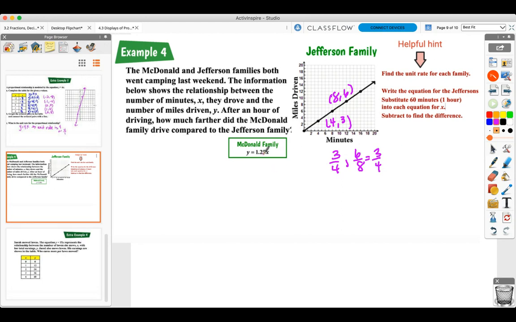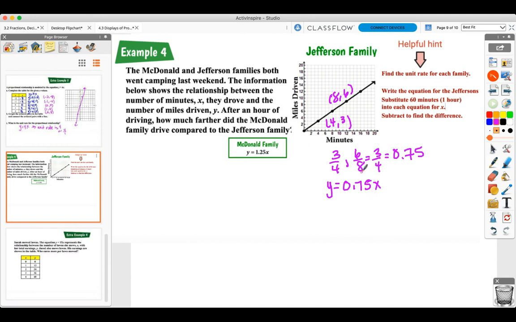And since this is giving it to you as a decimal, let's use it as a decimal in this one. So 3 over 4 is going to be 0.75. And if you needed to use a calculator for that, then you could have. 0.75. So our equation is going to be y equals 0.75x. Okay. And now we have to substitute.